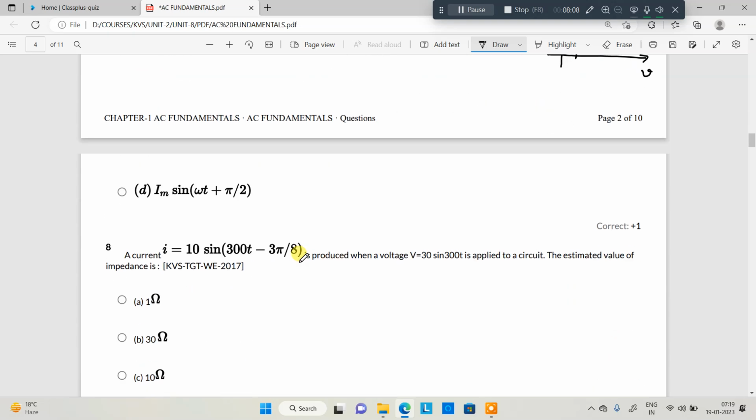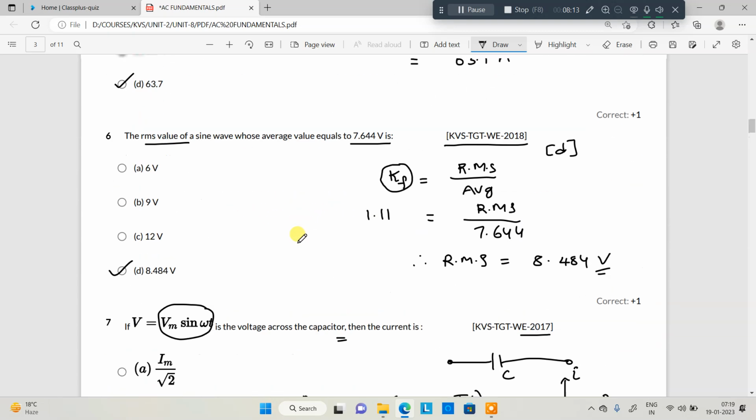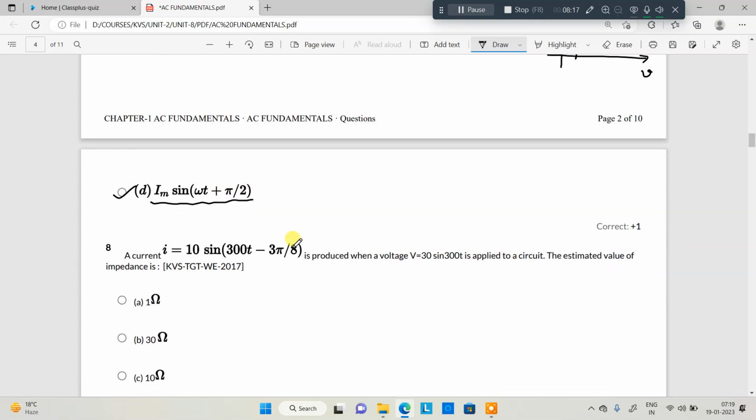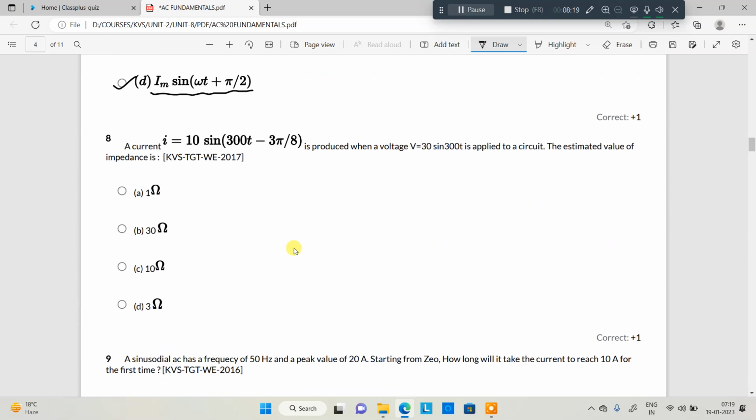So just verify the options. Option D, Im sin(omega t plus pi by 2). Okay, Option D is the correct option. Next we are moving to question number 8, 2017 question paper.